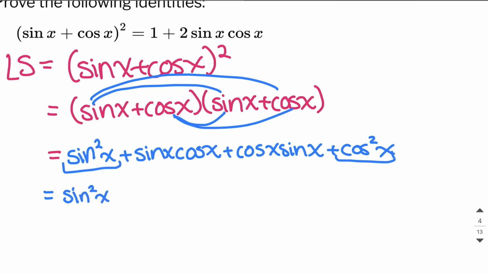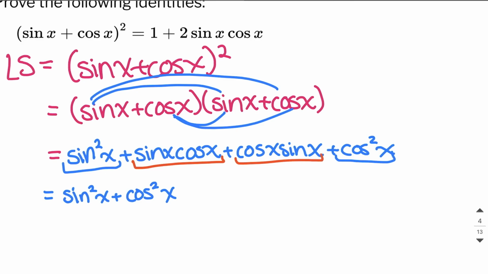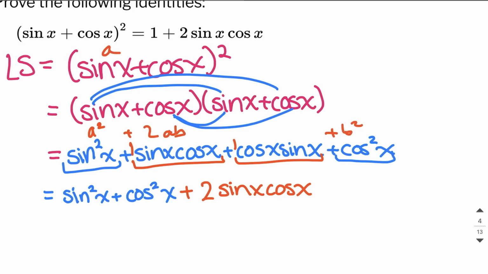Why would I do that? Because those two together make a Pythagorean identity. And if you notice right here, I have sine x cosine x and cosine x sine x. These are like terms, they're just in a different order. So because I have one of them here and one of them here, I have 2 sine x cosine x. Also, if you're comfortable with expanding a binomial squared, you should know that it should be a squared plus 2ab plus b squared, right? If this is a and this is b.